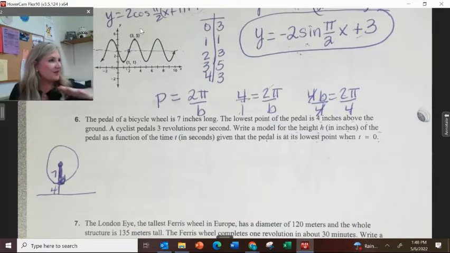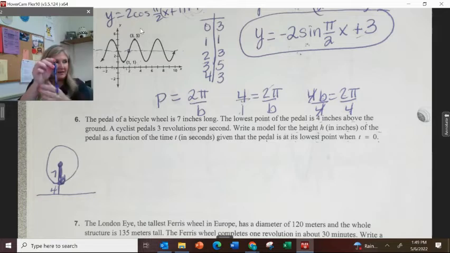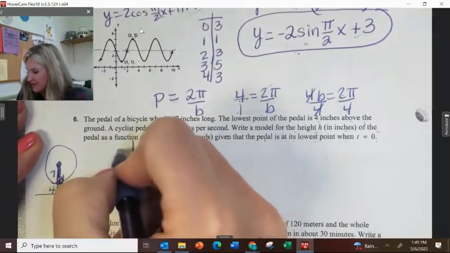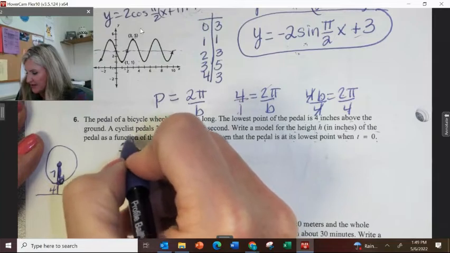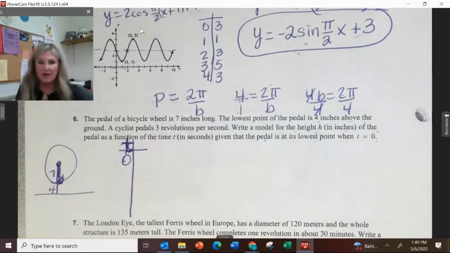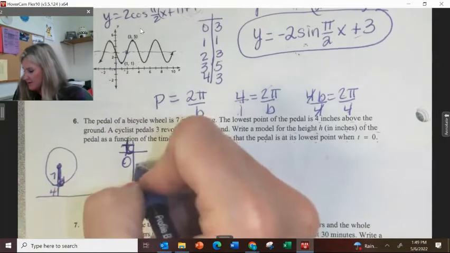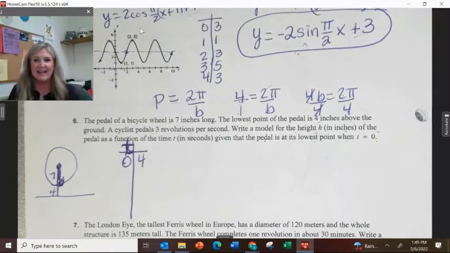Can you guys visualize what's going on there? You've got this pedal like this, and they're going to push the pedal, and it's going to go around, right? Like that. Okay, so we're trying to figure out how high it is off the ground at any given point. Everybody stay with me on this. So at x, let's do t, because they're using time. At time 0, how high is the bike wheel going to be off the ground? 4, good. Now, it has to make 3 revolutions per second.